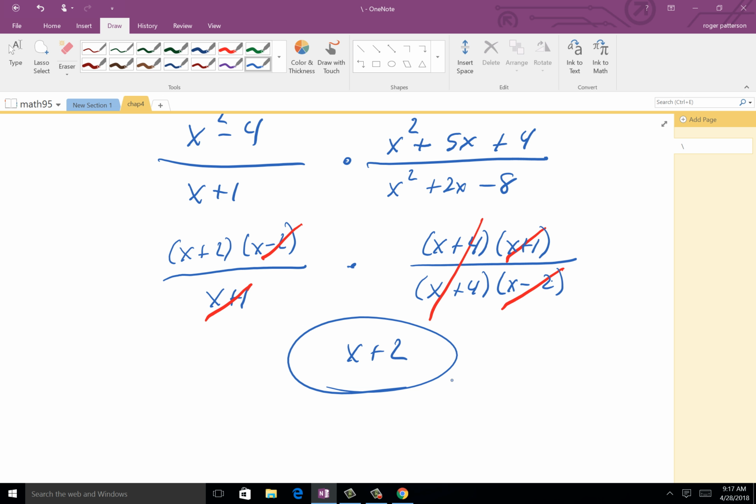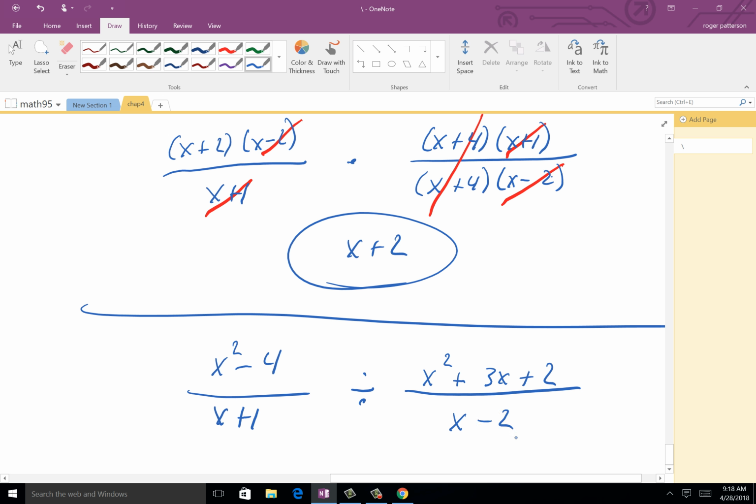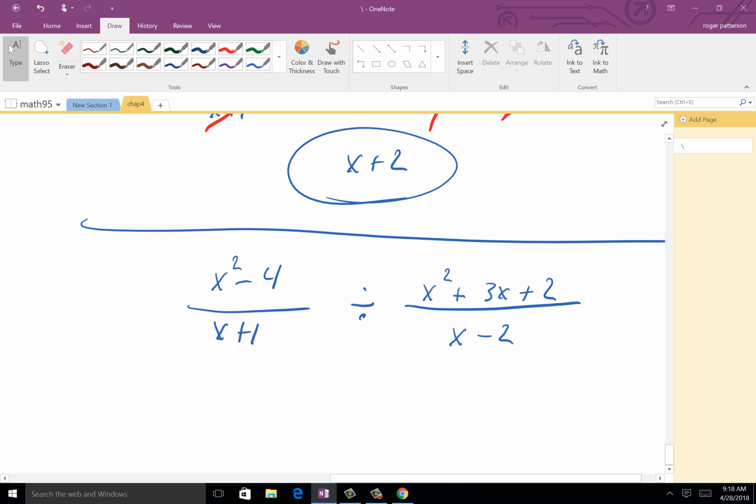All right, let's do some divisions. So let's go x squared divided by. All right, so here's a division problem.